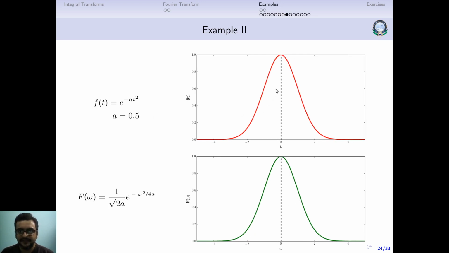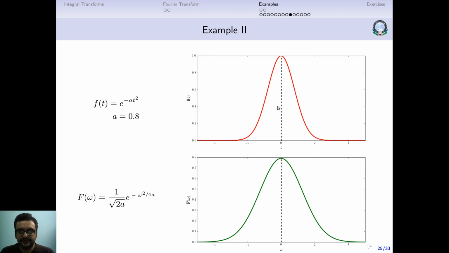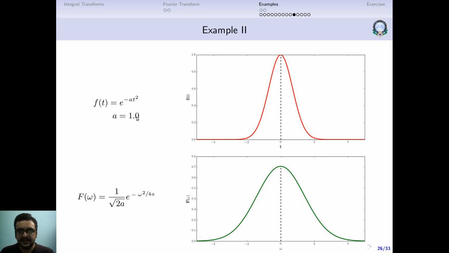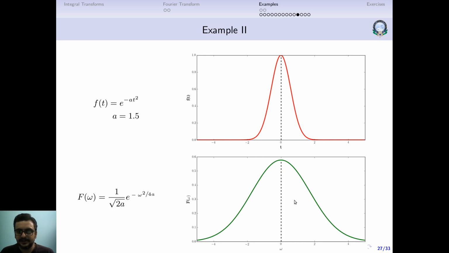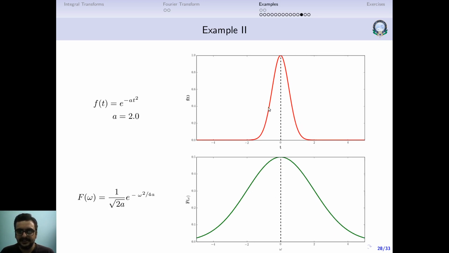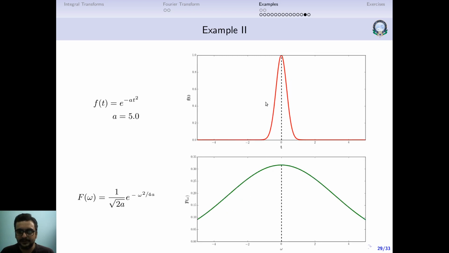Make it 0.5. This is a place where you see that the original function and its Fourier transform are exactly identical. When a is 0.5, this function and its Fourier transform are exactly identical. Now if I increase this a from 0.5 and make it 0.8, this becomes even narrower and this becomes wider. If I increase again, this becomes narrower and this becomes wider. Again, a is equal to 2, narrower, and this gets wider. A is equal to 5, this becomes narrow and this becomes wide.